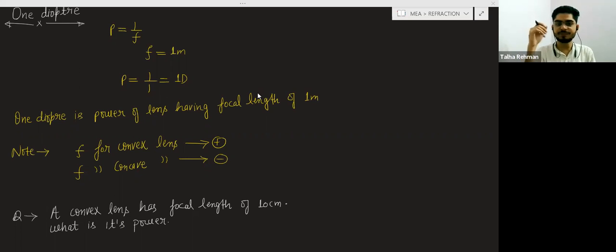So I have started the power of lens. Power of lens is the inverse of the focal length. P is equal to 1 by f. And we will put the value of f in meters. f means focal length.